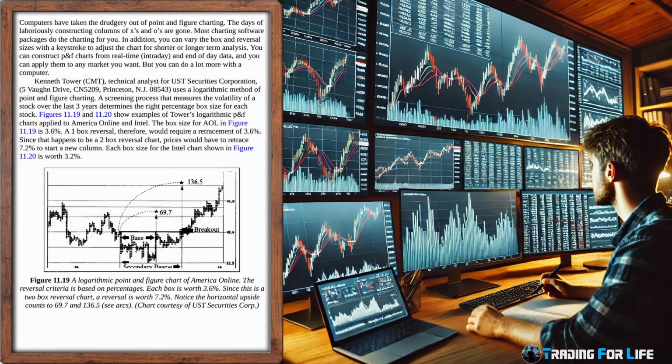Kenneth Tower, CMT, technical analyst for UST Securities Corporation, 5 Vaughan Drive, CN 5209, Princeton NJ 08543, uses a logarithmic method of point and figure charting. A screening process that measures the volatility of a stock over the last 3 years determines the right percentage box size for each stock. Figures 11.19 and 11.20 show examples of Tower's logarithmic P&F charts applied to America Online and Intel. The box size for AOL in Figure 11.19 is 3.6%.